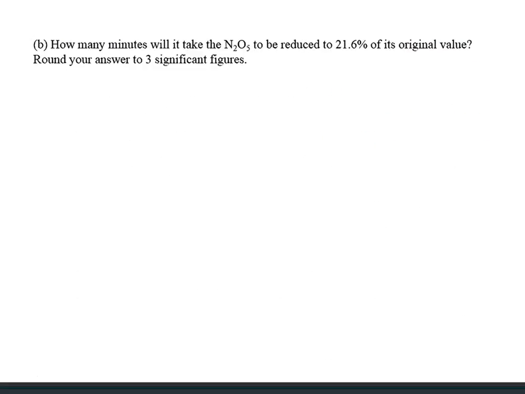And then part B is how many minutes will it take to be reduced to 21.6%. There are actually a couple of ways you could have done this. You could have just used 21.6%, multiplied that by the initial concentration, which is 0.950, and plugged those two numbers in and solved for t. You would use the same equation used for part A. That wasn't the way we did this in class.